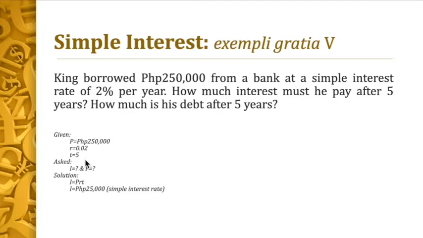Now, to get your F, add this 25,000 to your 250,000. You will get 275,000 pesos. So that's the total amount of how much King will be paying after 5 years, or we can say that that is his debt for 5 years that he needs to pay. Okay, so that's your simple interest, finding the F, future value.